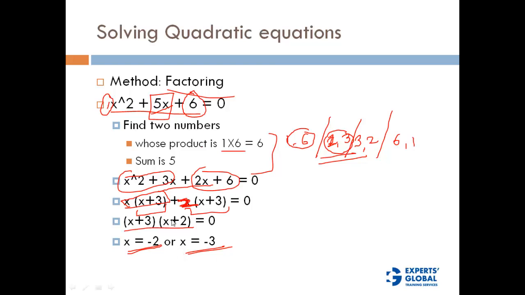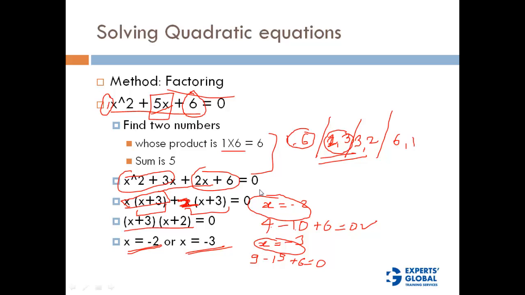Correct? We can put x equal to minus 2 in this equation and see whether this is true. So we get x square is 4, plus 5x, which is minus 10, plus 6. 4 minus 10 plus 6 equal to 0. So this holds true. For x equal to minus 3, we get x square equal to 9, plus 5x, which is minus 15, plus 6. So 9 minus 15 plus 6 is again equal to 0. So both these values, x equal to minus 2 and x equal to minus 3, are the solutions of this quadratic equation.